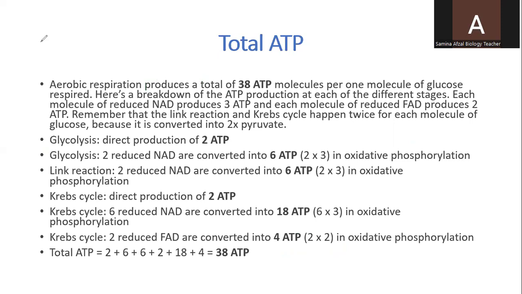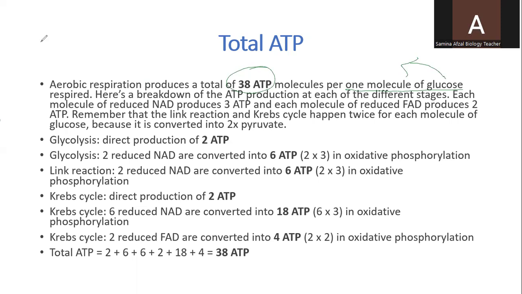So aerobic respiration produces a total of 38 ATP molecules per molecule of glucose. It means one molecule of glucose produces 38 molecules of ATP. Two of them were produced in the first stage, four were produced in the first stage, but as you know, two were used up, so two remained, and two were produced in the other stages. In this way, the last stage produces more ATP in comparison to the other stages. Each molecule of reduced NAD produces 3 ATP and each molecule of reduced FAD produces 2 ATP.